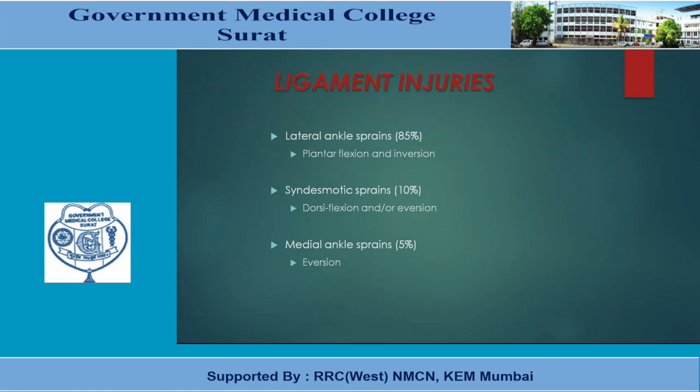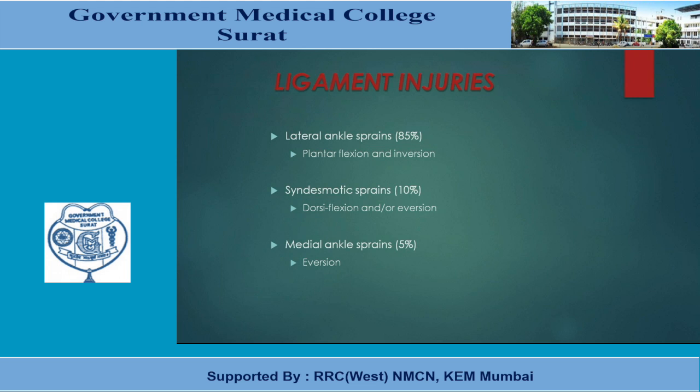Now, ligament injury. Three types of ligament injury are most common. The first is the lateral ankle sprain, which is the most common. Then the syndesmotic sprain, and the medial ankle sprain, which is around 5%. So what is the mechanism of the lateral ankle sprain? Plantar flexion and inversion. Syndesmotic is dorsiflexion and eversion. And medial ankle is eversion.